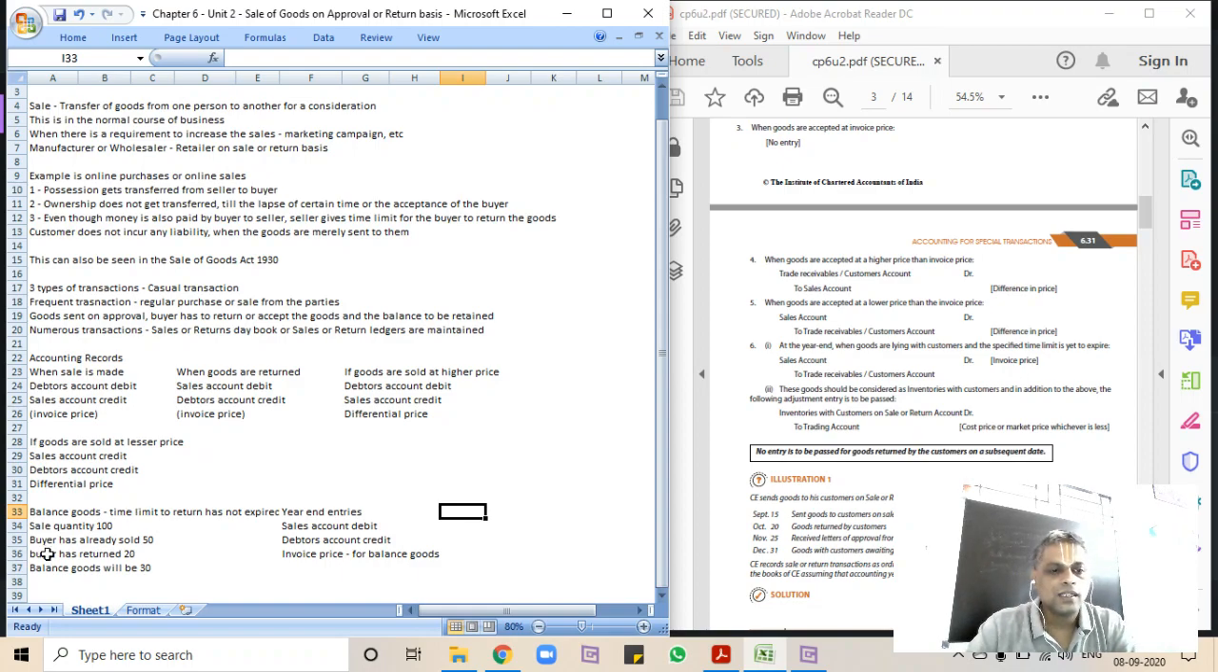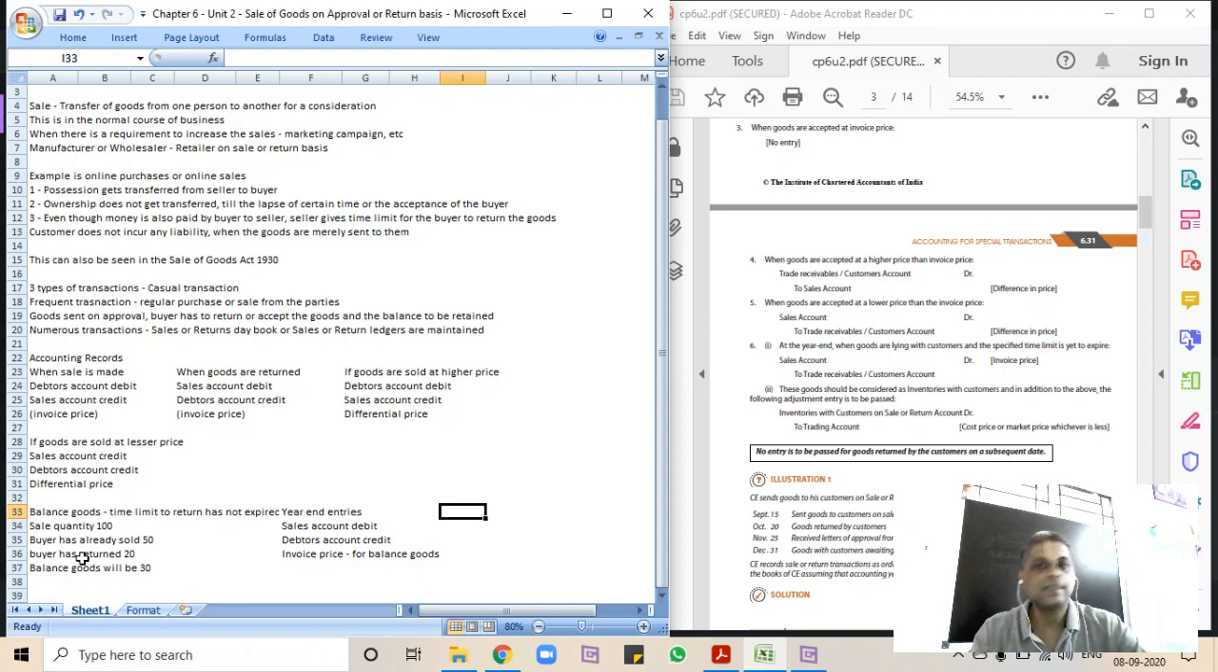For returned goods, it is a normal sales return entry: sales account debit to debtors account at the invoice price, when the buyer returns goods within the year end. We're talking only about the goods pending with the buyer, where the buyer has time to return the goods, probably after a week or 10 days. What is the entry that we are going to process for the balance goods? First of all, they have to be treated as sales return, because the buyer can return the goods and this is still not recognized as sale.